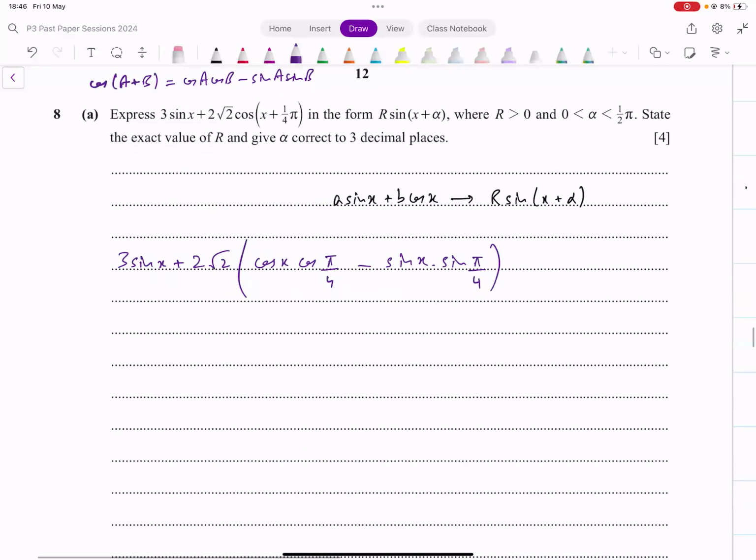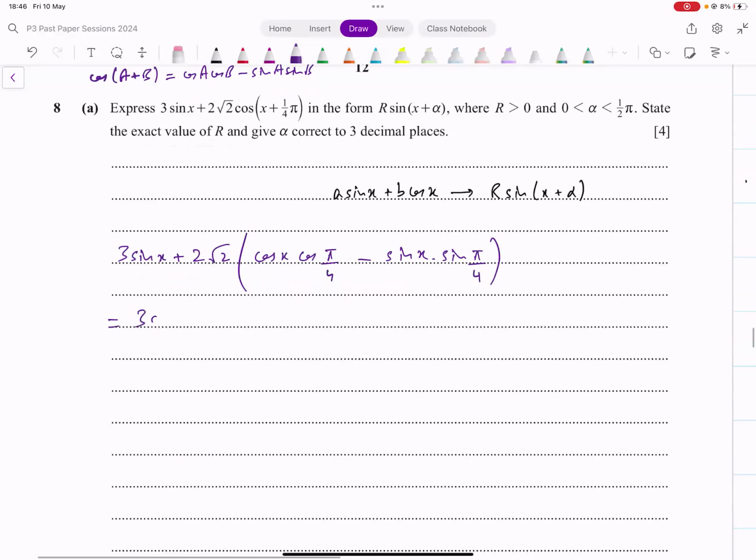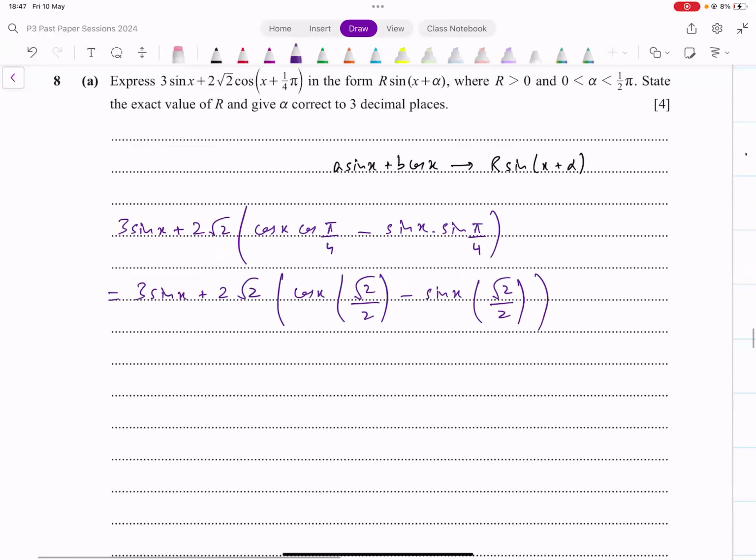Okay, this is what you do. I'll simplify this further. 3 sine x plus 2 under root 2 cos of x into cos π/4. Evaluate this on your calculator. Your calculator will give you under root 2 over 2 for this. Minus sine x. Evaluate this on your calculator as well. Sine π/4. Your calculator is going to give you under root 2 over 2 for this as well. Now simplify everything. This gives you 3 sine x plus 2 under root 2 into this thing.